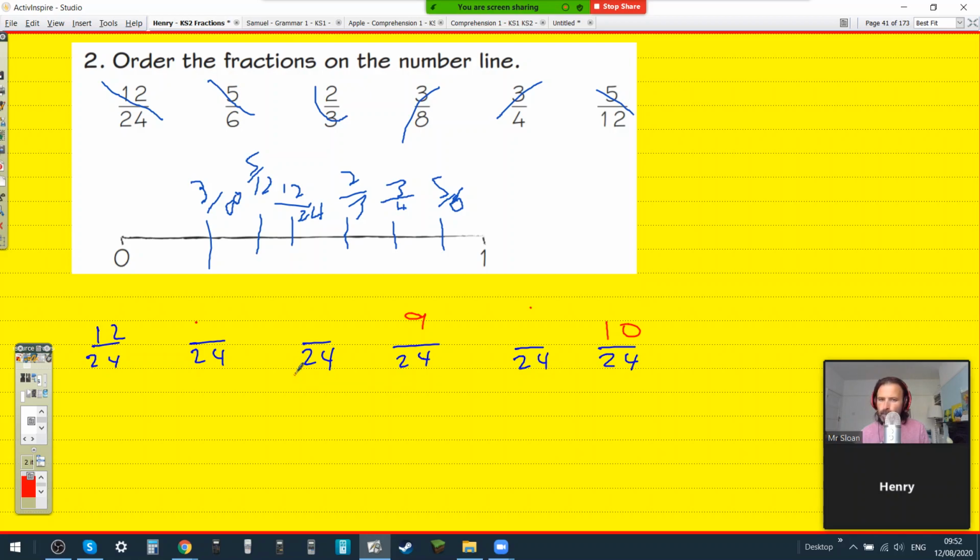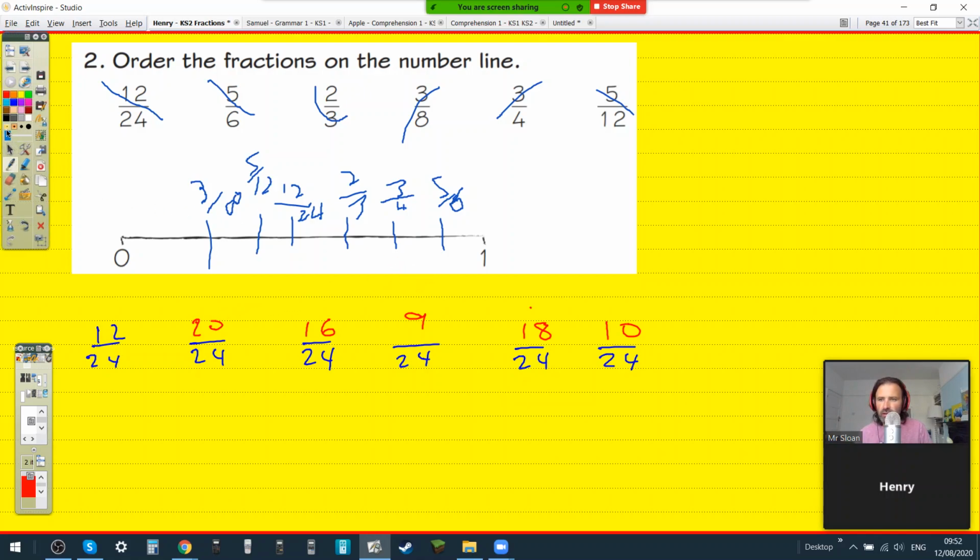2/3 would be 16. 3/4 would be 18. What do you have to multiply? 18, yeah, that's it. And then 5/6 would be 20. That's it.